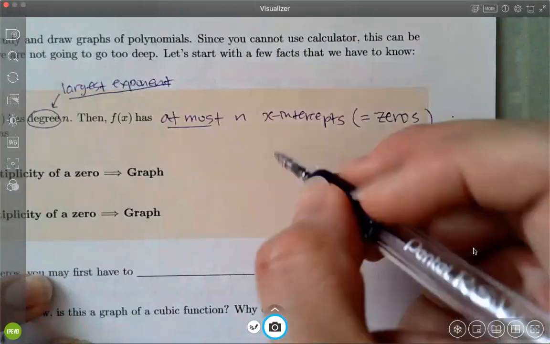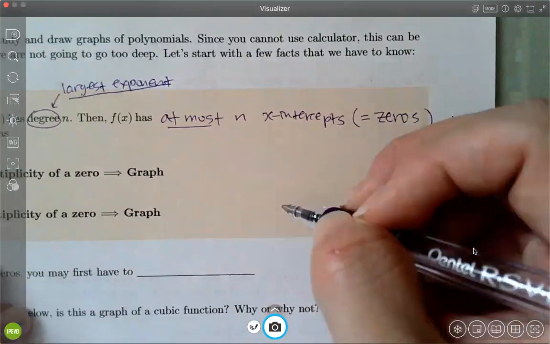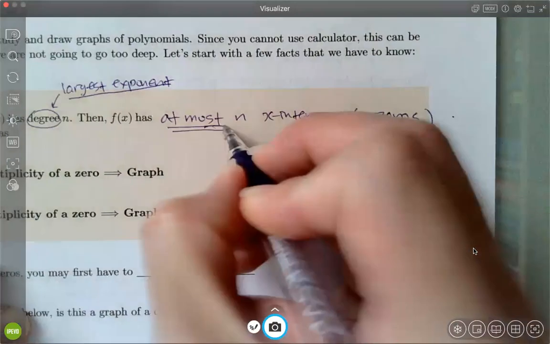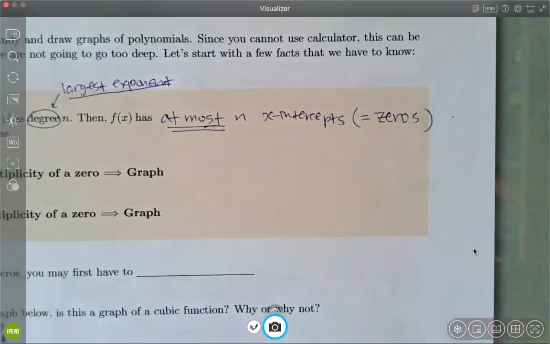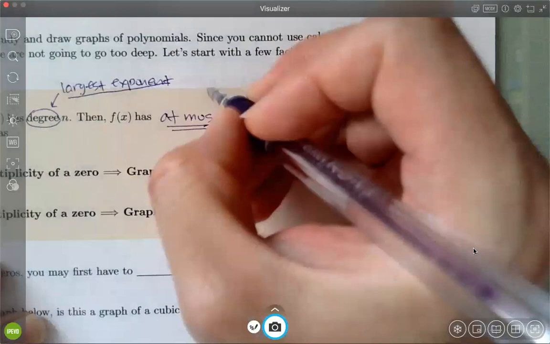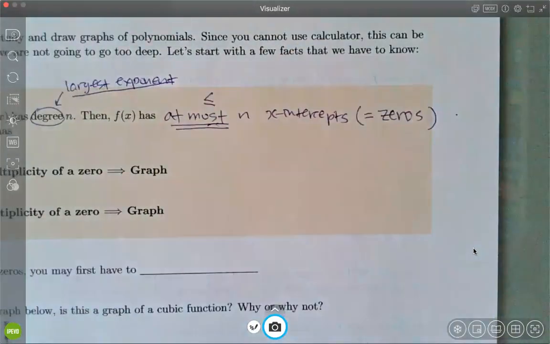Okay, and now the word at most. So at most means what? The largest possible value is n, right? Okay, so it is the uppermost value. So what does that mean? It's less than or equal to n, right? Okay, so it doesn't have to be just equal to n. It can be less than n, okay? X-intercept.